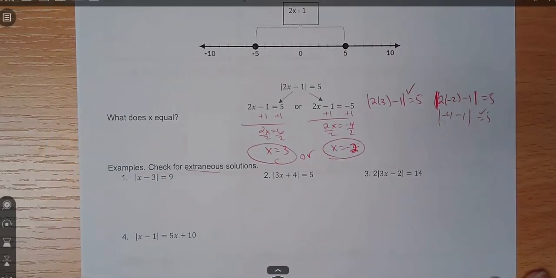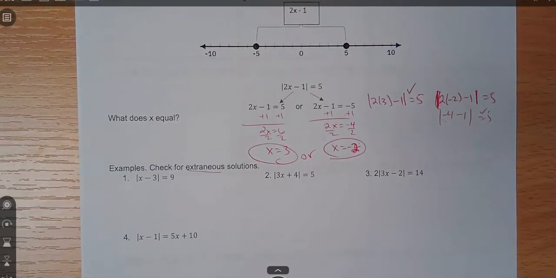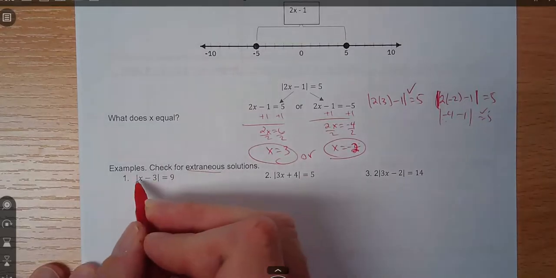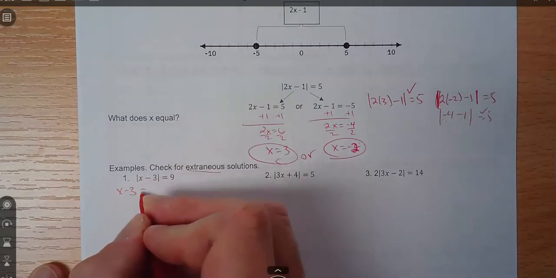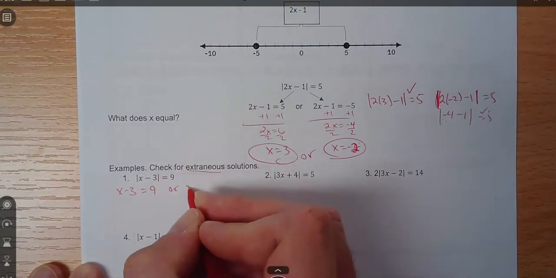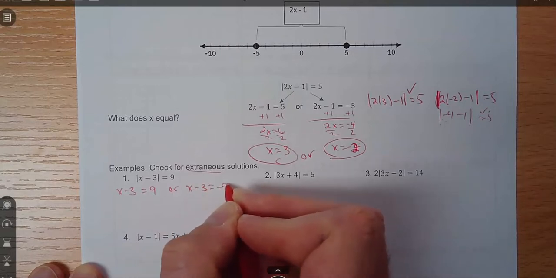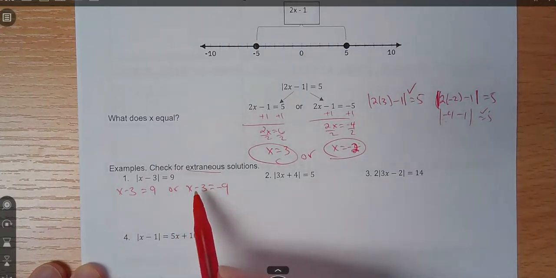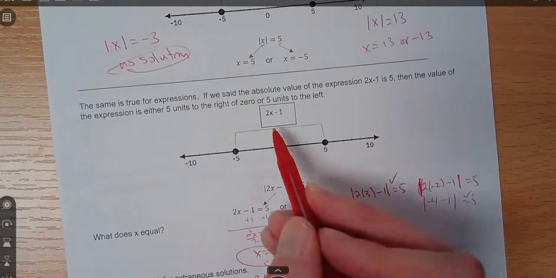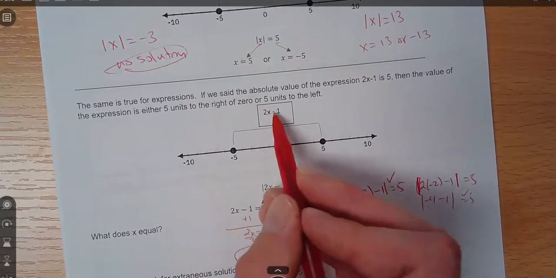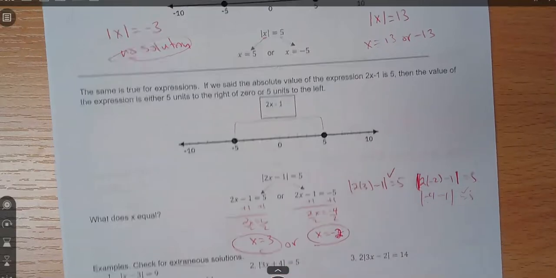Okay, so let's go through a few of these here. I'm going to go kind of quick. Pause the video if you need to. I've got the absolute value by itself. This expression, its absolute value is 9. That means x minus 3 either equals 9 or x minus 3 equals negative 9, because when I took the absolute value of it, I got positive 9. So it's either 9 to the right or 9 to the left.